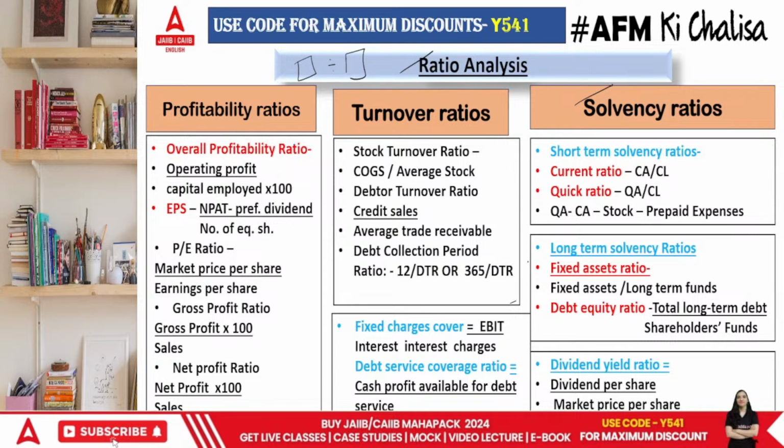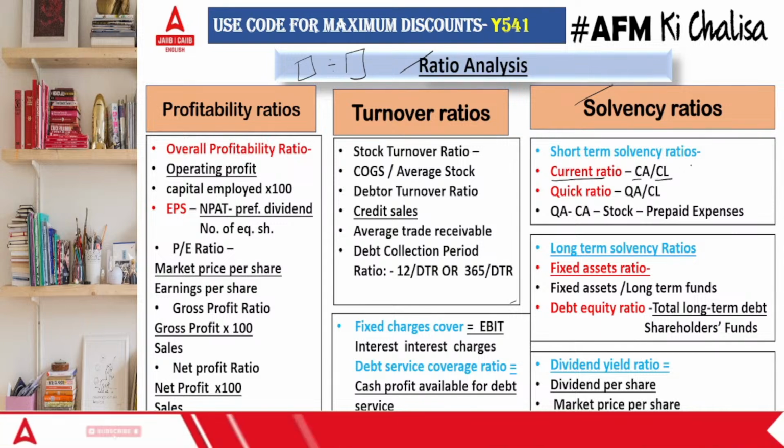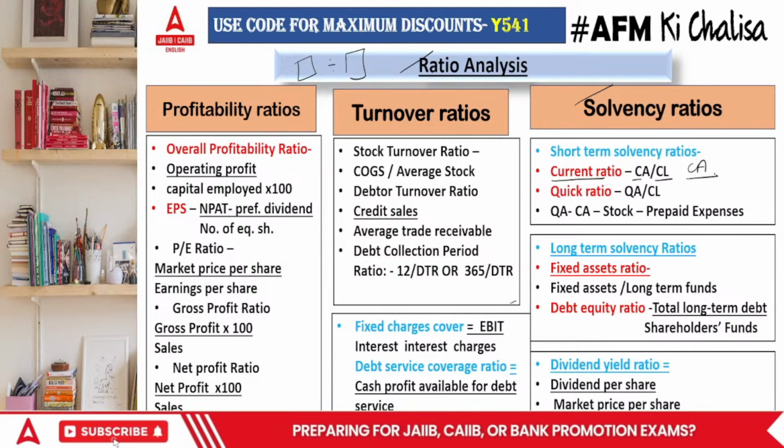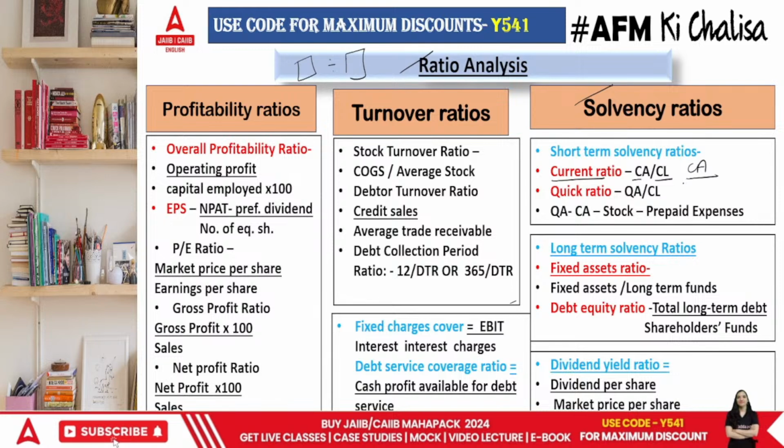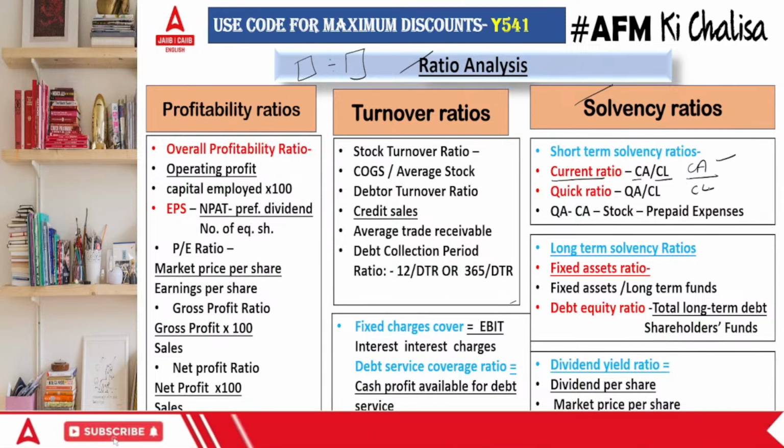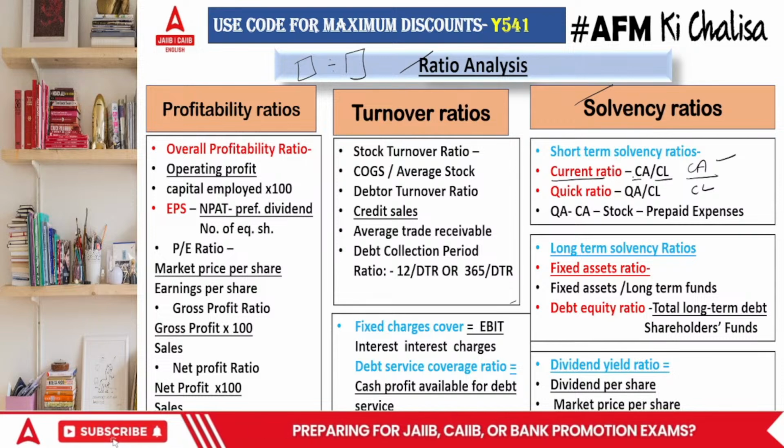The formula for this is current ratio is the first one, CA divided by CL. Current assets are those assets which are used in the business and they materialize within a period of 1 year, everyone. That is current assets divided by current liabilities. That is your current ratio.